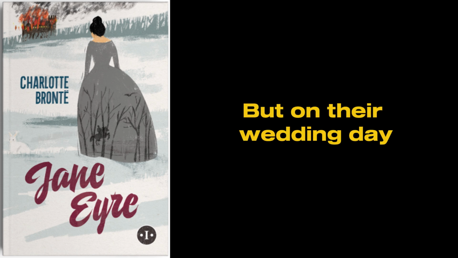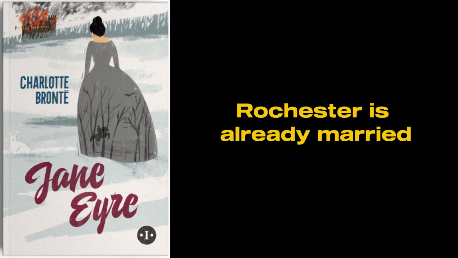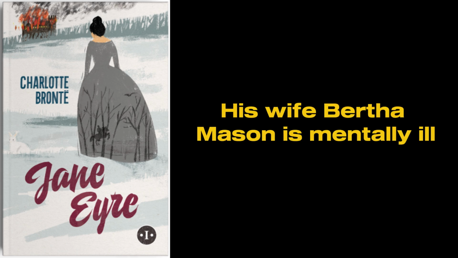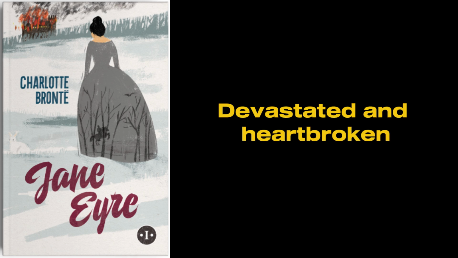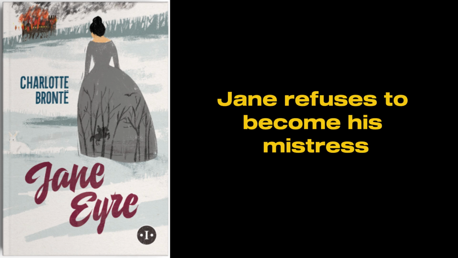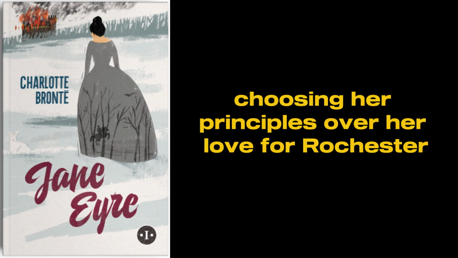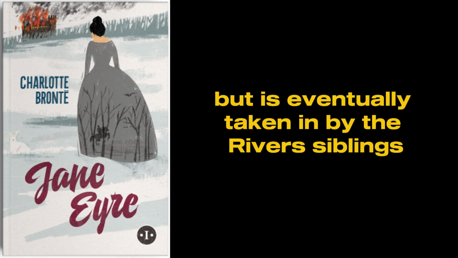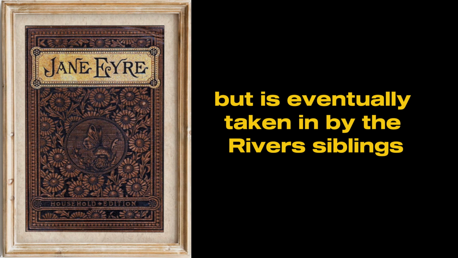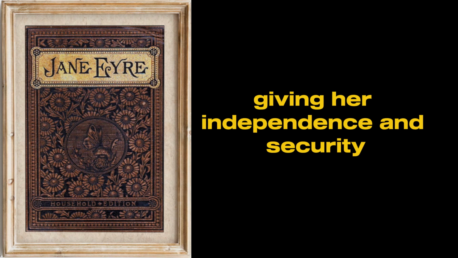But on their wedding day, a shocking revelation stops the ceremony. Rochester is already married. His wife, Bertha Mason, is mentally ill and has been locked in the attic for years. Devastated and heartbroken, Jane refuses to become his mistress and leaves Thornfield, choosing her principles over her love for Rochester. She faces poverty and hardship but is eventually taken in by the Rivers siblings, who turn out to be her cousins. She inherits a fortune from her uncle, giving her independence and security.